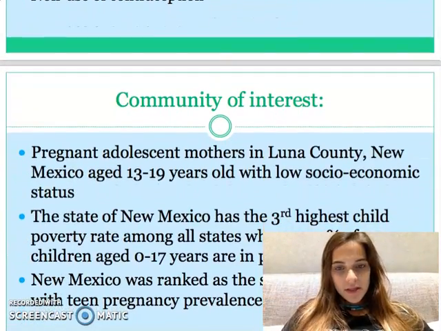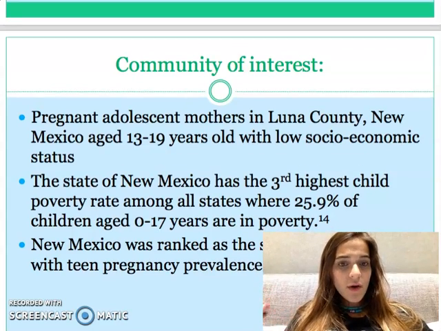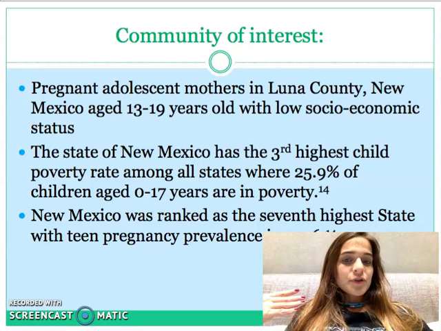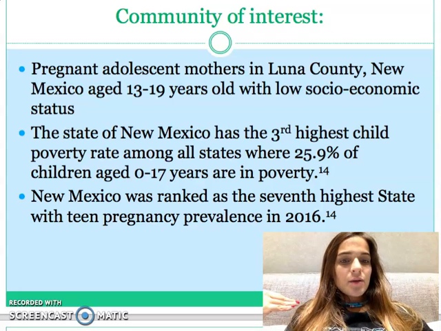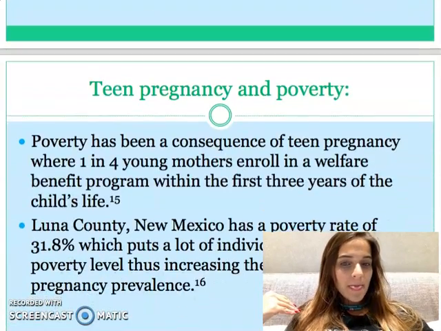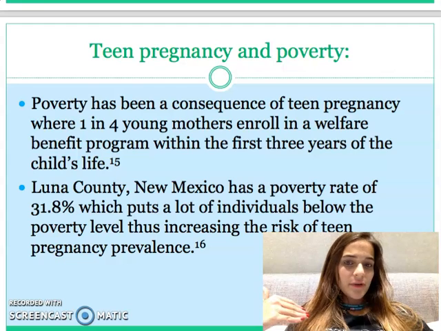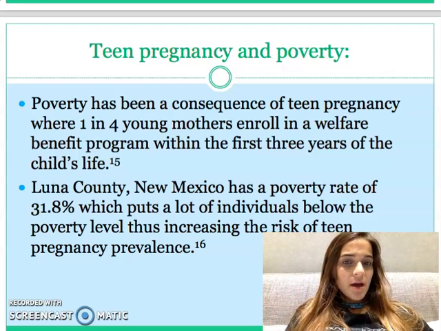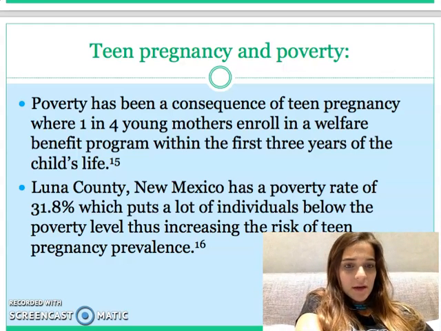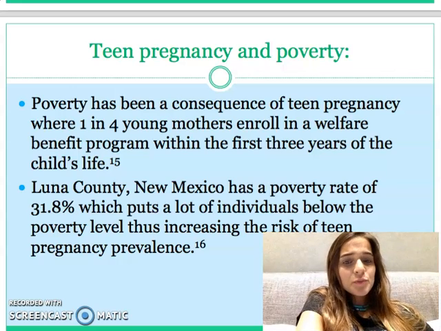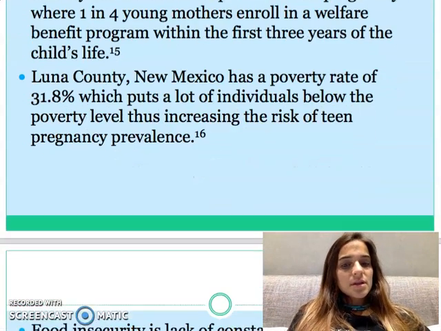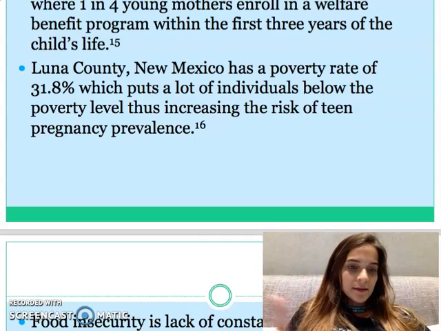As mentioned, this is the community of interest. The state of New Mexico has the third highest poverty rate among all states for children aged 0 to 17 years, and it was ranked as the 7th highest state with teen pregnancy prevalence in 2016. Poverty has been a consequence of teen pregnancy, where 1 in 4 young mothers enroll in welfare programs. Luna County, New Mexico has a poverty rate of 31.8%, which puts a lot of individuals below the poverty level and therefore increases the risk of becoming pregnant as teens.